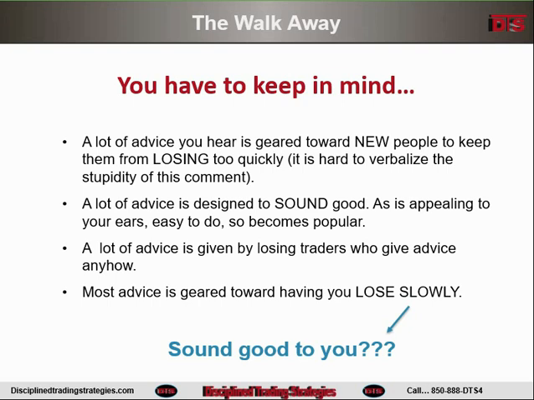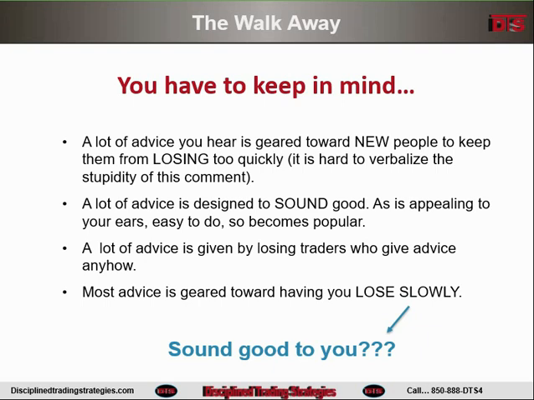A lot of advice you hear is geared toward new people and to keep them from losing too quickly. Hey, folks, who has a motivation to keep people from losing too quickly? Brokers, right? The thing in the brokerage industry is this: most people are going to go broke, so let's get all the trades and commissions we can. If they can just die a slow death, we make money the whole time they're dying, right? I'm sorry, it's just what it is.